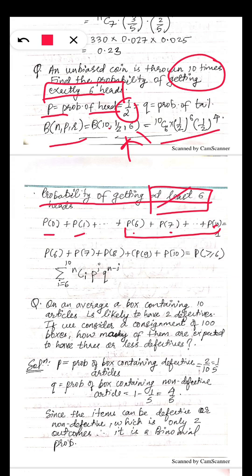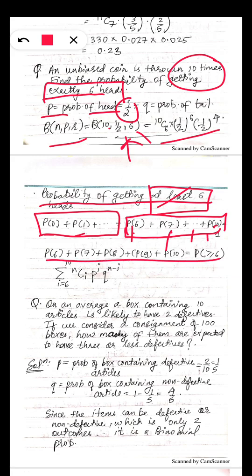Since it was at least, my interest is in this sum. So you can keep this on one side and move this on that side. So this is 1 minus, or you can calculate P6 separately, individually, P7, P8, P9 individually. So what I have done here is this. You can calculate this by using calculators. So let's take the other question.